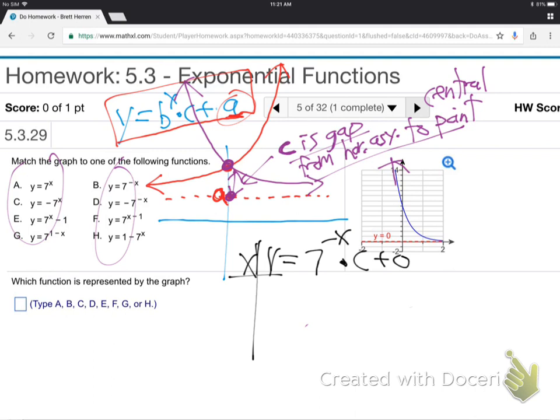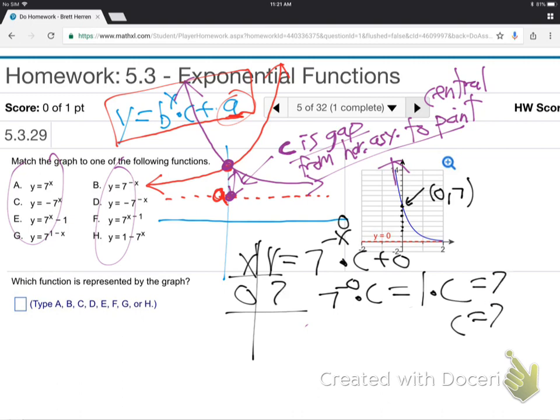Well, just plug in a point. Can you see the dot on the graph right there? Isn't that 0, 7? 1, 2, 3, 4, 5, 6, 7. Yeah, that's 0, 7. So if I plug in x is 0, I'm supposed to get 7. So if you plug in 0, 7 to the minus 0 times c, what is that? 7 to the 0 is 1 times c. What is c? It equals 7. C is 7. 0, 7. C must be 7. You're tracking with me. C must be 7 on that.